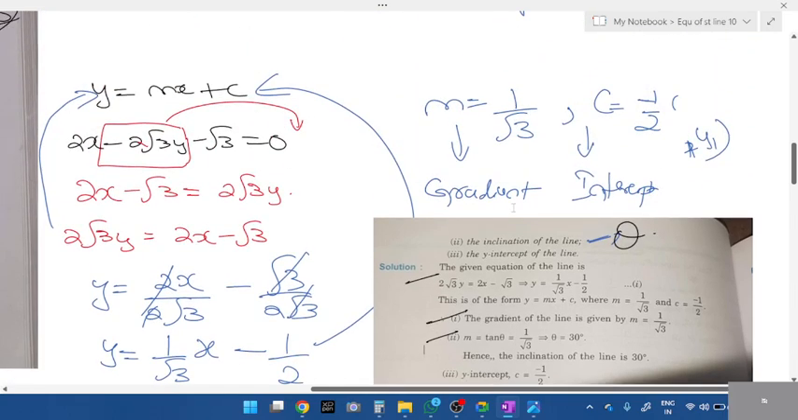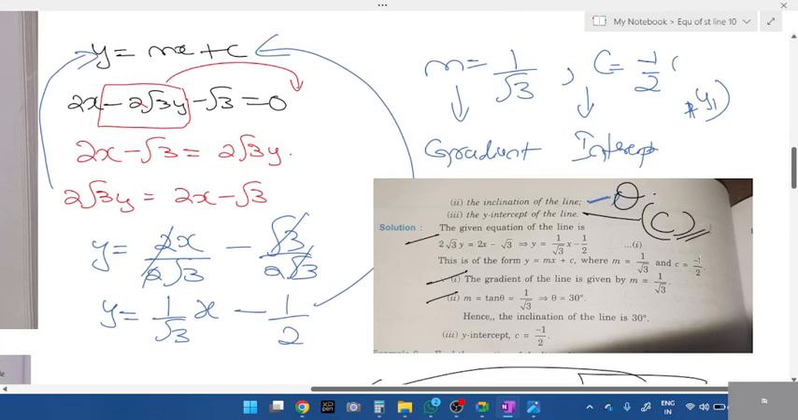Then they asked us to find the y-intercept. Y-intercept is nothing but c. Remember, y-intercept is c. Minus 1 by 2. Complete. Last question, enough. I'll give you 2 minutes. Go through whatever I've done.